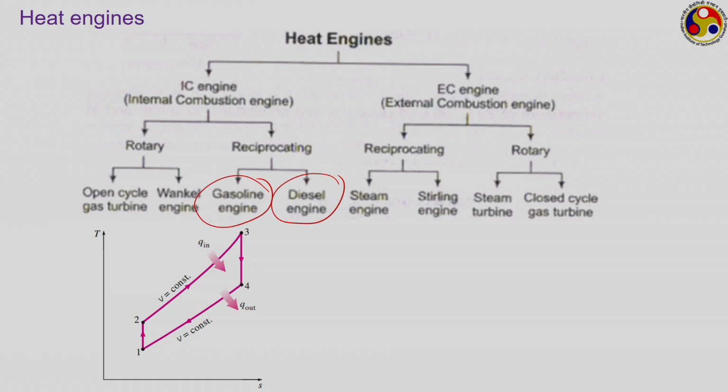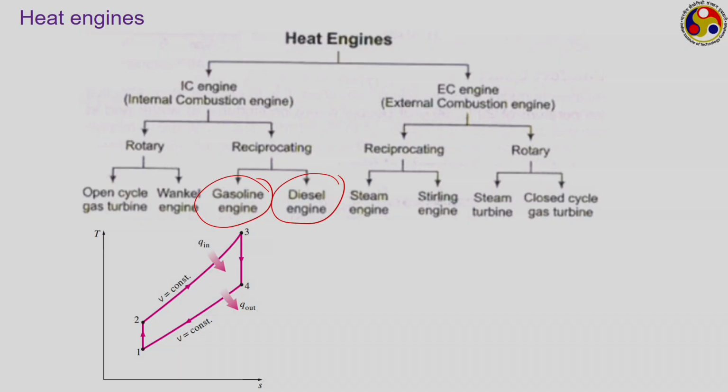From the diagram, can you identify? I am showing the TS diagram only, but you can clearly see here we have two processes which are constant volume in nature, and two processes which are isentropic in nature. Then which cycle is this? Yeah, you got it correctly. This is the Otto cycle, where we have constant volume heat addition and constant volume heat rejection and isentropic expansion and isentropic compression processes. So, this is the Otto cycle, which is the ideal cycle for gasoline based reciprocating IC engines or the SI engines.